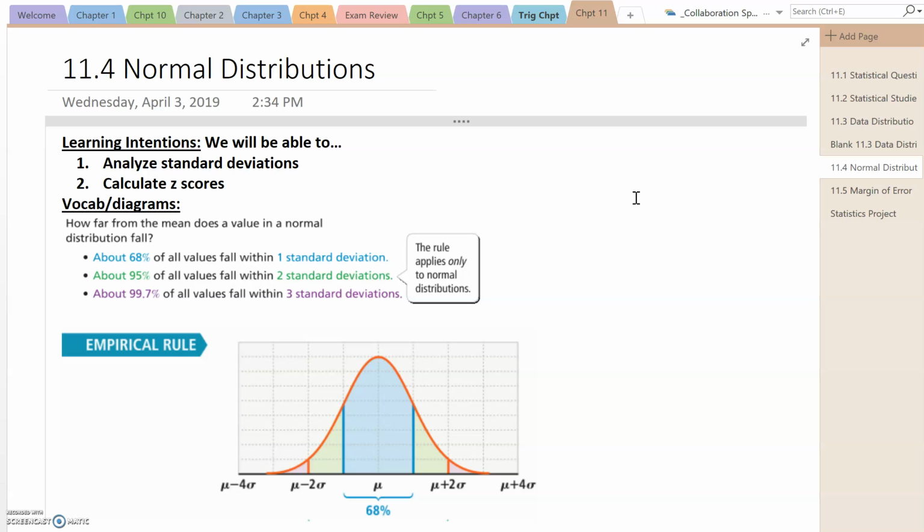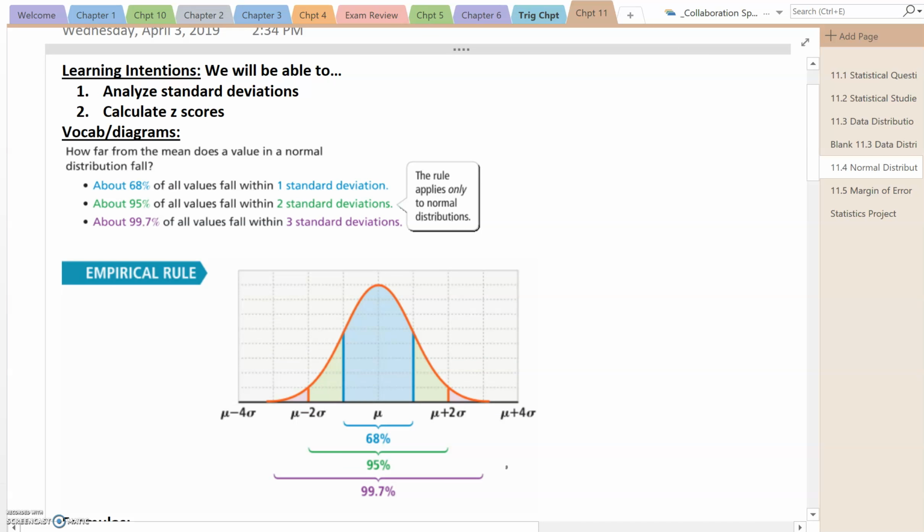Okay, so starting with 11.4, our learning intentions for this section are we will be able to analyze standard deviations and we will be able to calculate z-scores. So as we move through this, be aware that these are all for normal distributions.